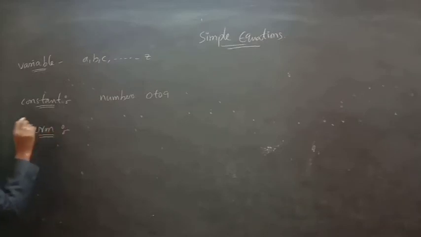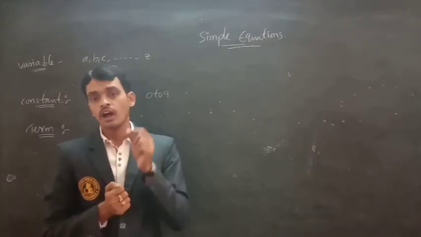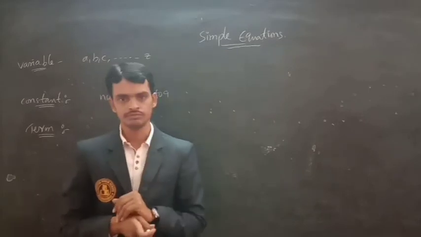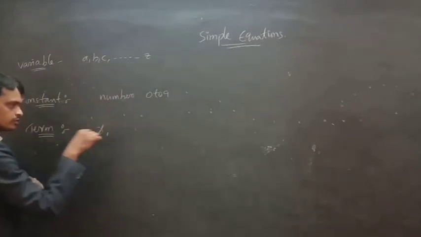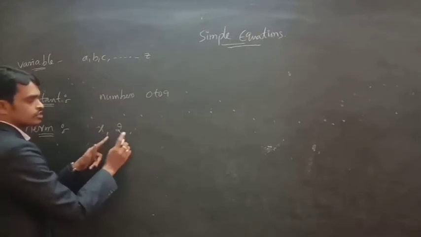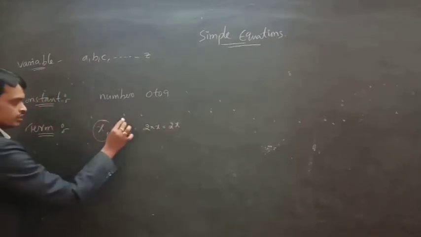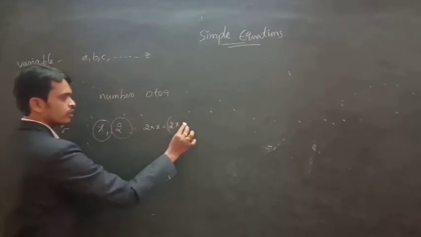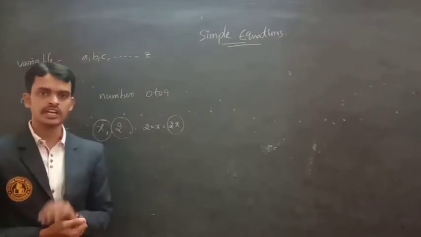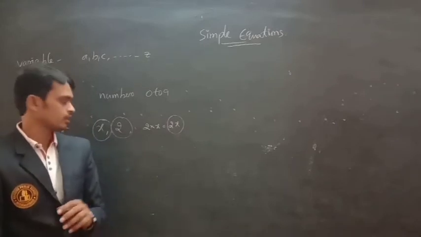Next, term. A term is nothing but a variable, or a constant, or the product of a variable and a constant. So 2 into x, nothing but 2x, is also called a term. The product of a variable and a constant is also called a term.